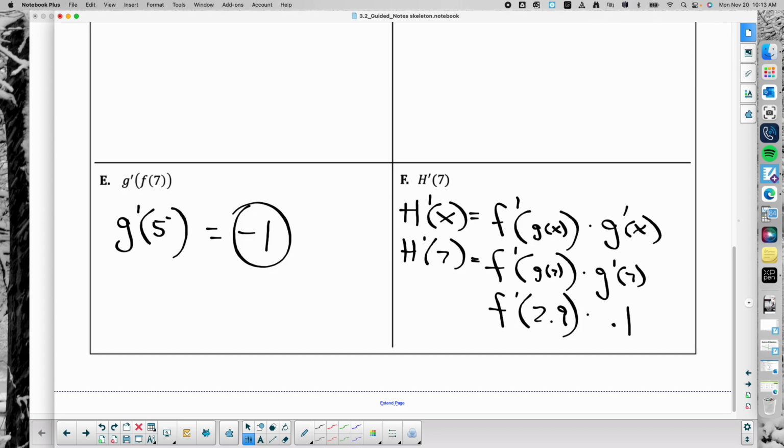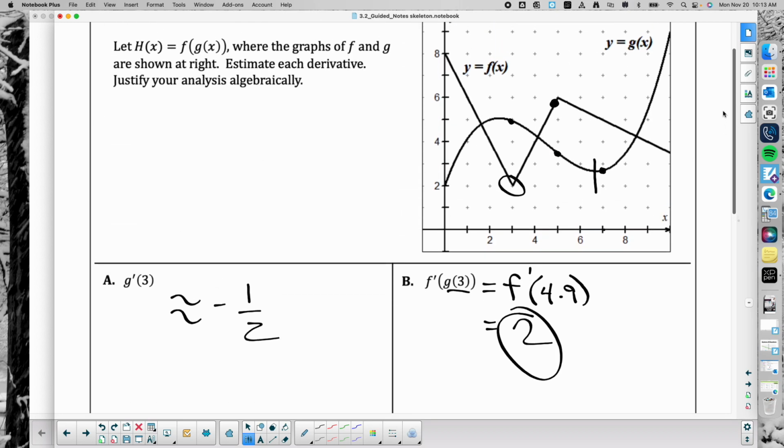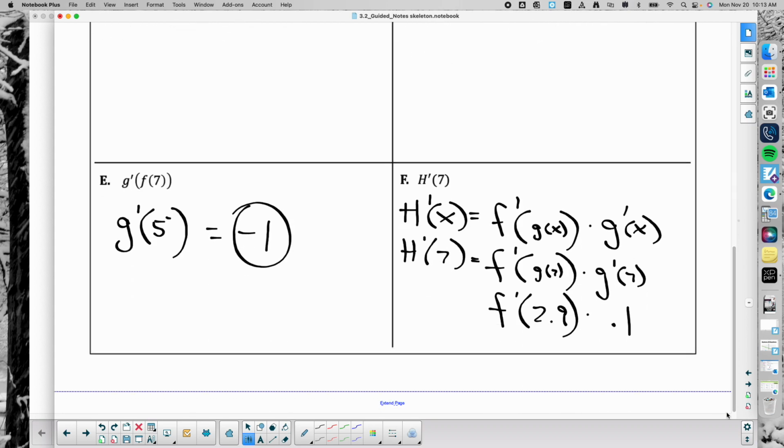F prime of 2.9 is going to be the slope right before the point. I'm guessing it's -2 since that was 2. Oh yeah, yep, -2. So -2 times whatever small number you chose gives me a negative small number. So roughly that.